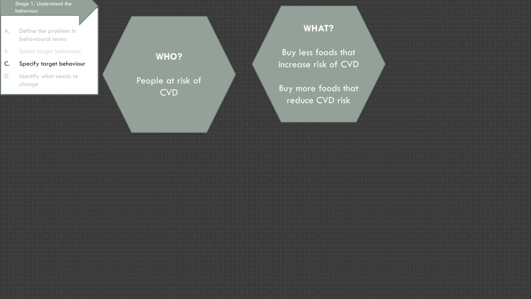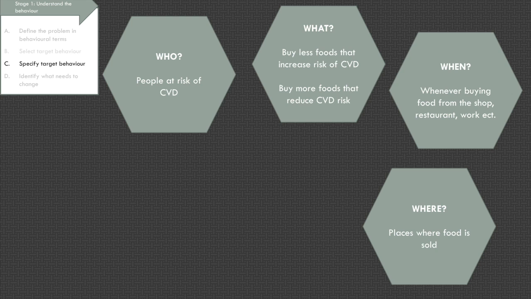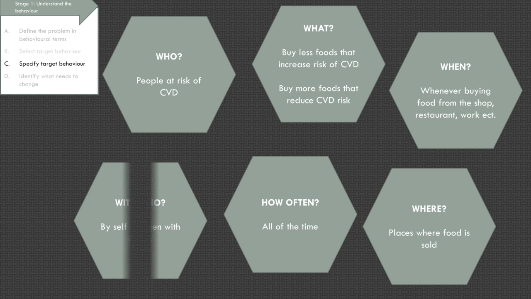The third question is, when will they do it? Now for us, it's going to be when buying food at the shop or at the restaurant or at work. The fourth question is, where will they do it? So it's places where food is sold, wherever they're going to be purchasing food or where they're going to be offered food. The fifth question is, how often will they do it? Now, hopefully, it's going to be as much as possible. That's what we're going to aim to do. And the final question is, with who will they do this behaviour? And the answer to that is either by themselves or with anybody else.